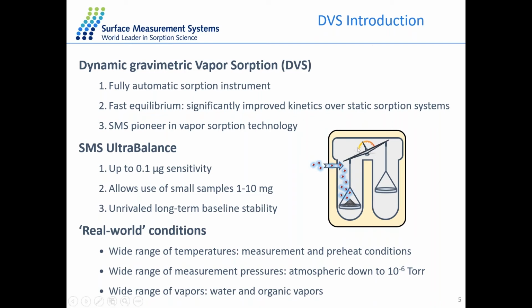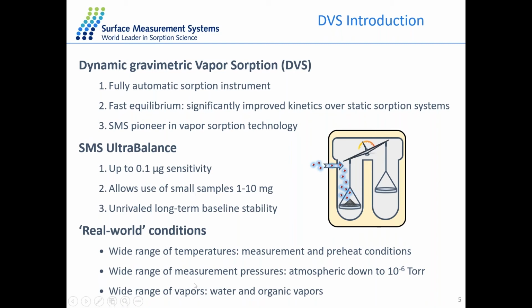So in the system, we will have a microbalance like this one, which has a resolution of 0.1 microgram. In that case, we just need to use a very small amount of sample for the analysis, typically just around 10 to 20 milligram, depending on the uptake of the sample. And as a dynamic system, we will have a continuous flow of the probe molecule to the sample constantly, so we can achieve a much faster equilibrium compared to the static sorption systems.